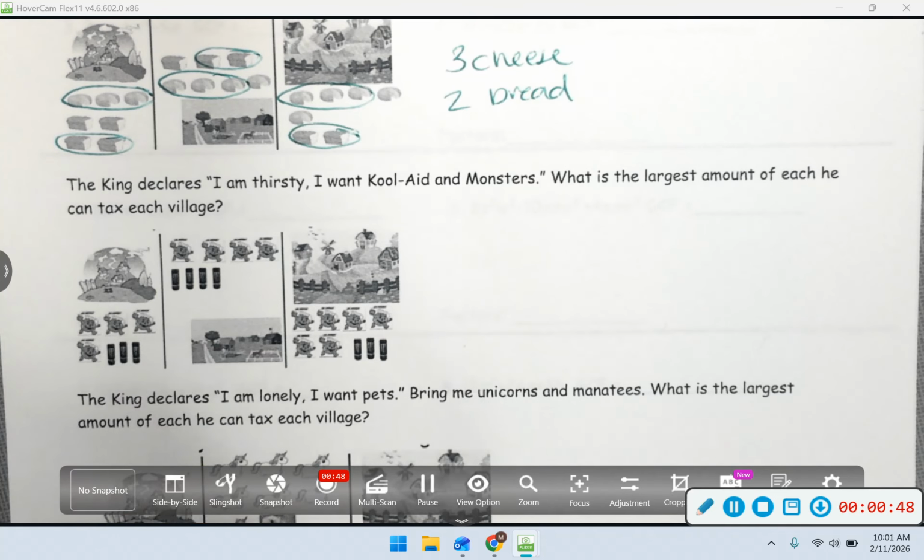Okay, last but not least, he wants some pets. So same concept, 2 unicorns, 7 unicorns, 4 unicorns. I can take 2 from each. And then they all have 1 manatee, so we can take 1 manatee.